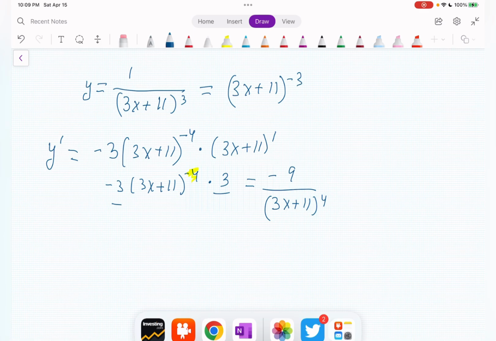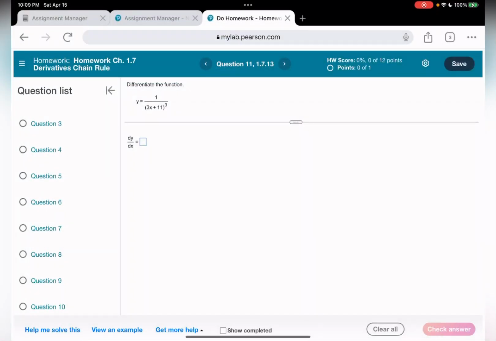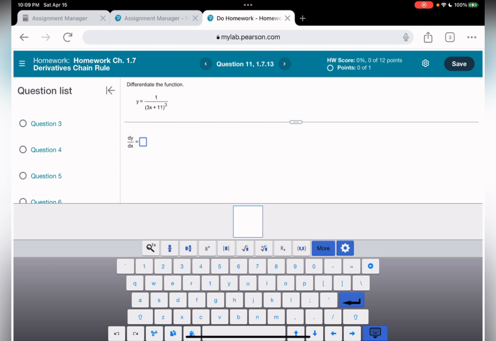All right. And we are getting, so it's going to be negative 9. Oh, hold on. Actually, I can, yeah, negative 9, and then division, parenthesis, it's going to be 3x plus 11, close parenthesis, and raised to power 4.